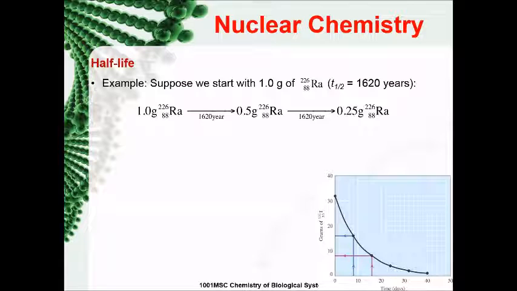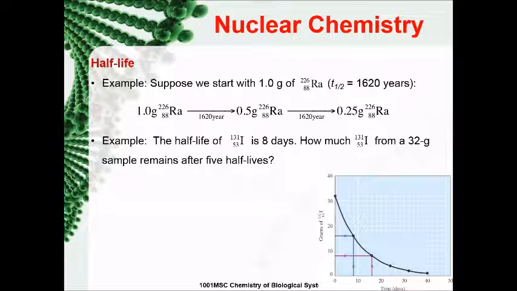Please note that in the exam you will get a similar question with simple numbers, so you can count to solve the question. Let's see another example. The half-life of this iodine isotope is 8 days. How much of the isotope from a 32 gram sample remains after 5 half-lives? The starting point is 32 grams.